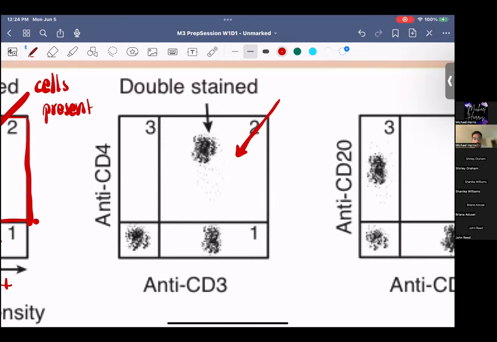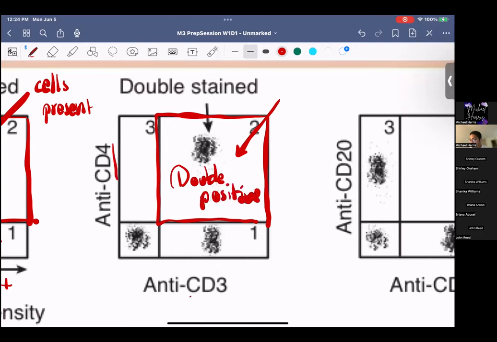What does this box right here tell you? Yes, perfect. You're double positive. So you got some cells that are CD4 and CD3 markers. Perfect. If you see this box here, that tells you what? Positive for CD3 only. Good. Negative for CD4. Does that make sense?